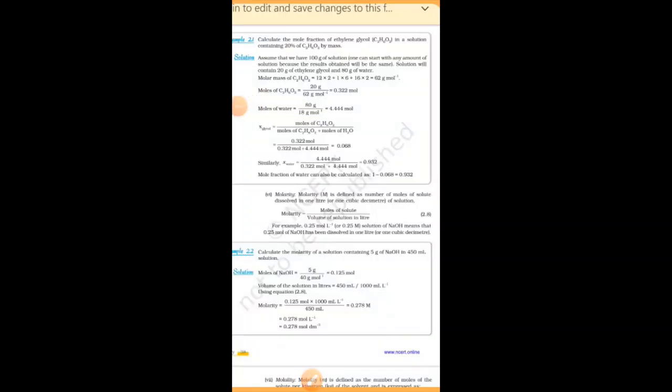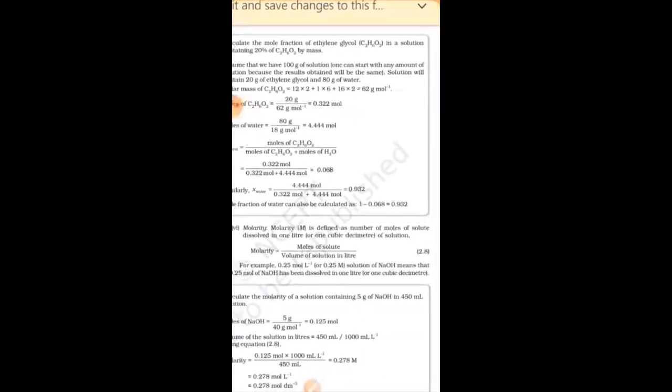Students, now we discuss the examples and in-text questions of the NCERT book. The first example is example 2.1: calculate the mole fraction of ethylene glycol in a solution containing 20% of C2H6O2 by mass. As we know, in any solution, 20% C2H6O2 means 20% C2H6O2 and 80% water.